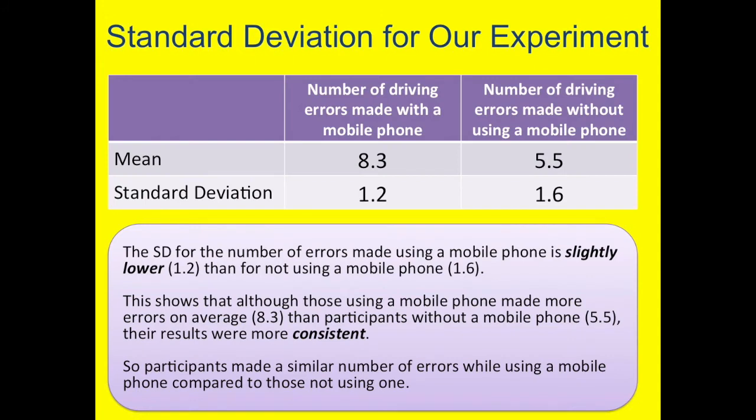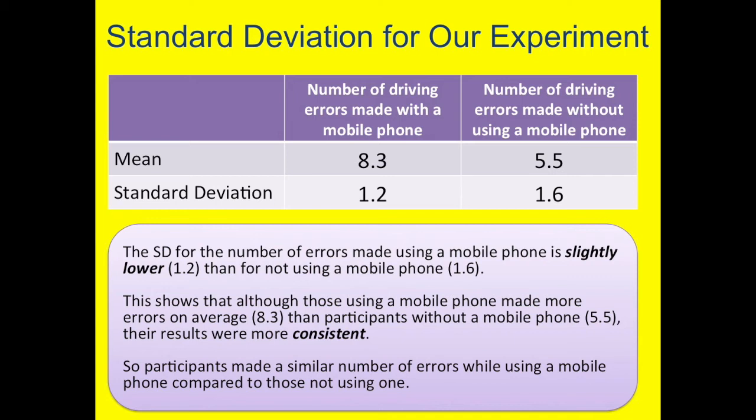The standard deviation for our experiment, so this table shows you the mean and standard deviation for both conditions of the IV. And the standard deviation for the number of errors made using a mobile phone is slightly lower, 1.2, than for not using a mobile phone, 1.6. In the exam, if it asks you to interpret a table and the standard deviations are similar, say that. Identify that they're similar, but one is slightly higher or slightly lower than the other, and then go on to say what that means.